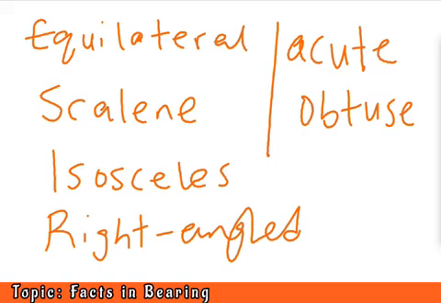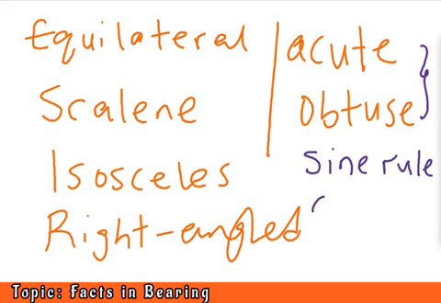But I want you to note that in your bearing questions, for these last two types, acute angle and obtuse angle, they always lead us to the use of two important rules in mathematics, which we call the sine rule and the cosine rule. So whenever we encounter an obtuse angled triangle or acute angled triangle, we should know that we need to make use of either the sine rule or the cosine rule in solving our bearing question.